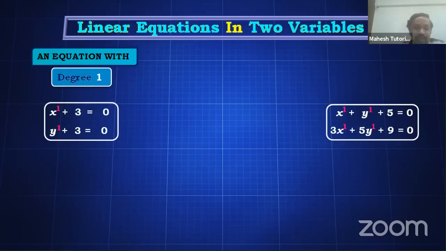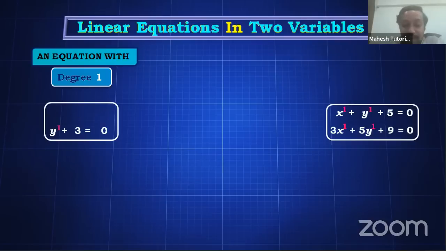Now everyone, look at the first two examples, the equations. x plus 3 is equal to 0. Students, tell me, x plus 3 is equal to 0. In this equation, how many variables, how many alphabets are there? 1. So if there is only one alphabet, is this a linear equation in two variables? No. So if it is not a linear equation in two variables, then we do not need to study such equations in this chapter.